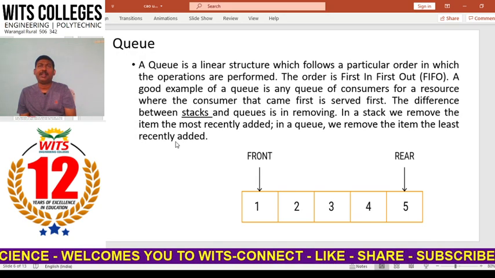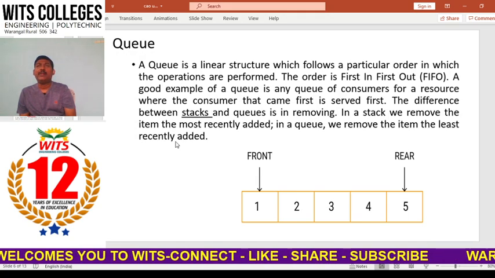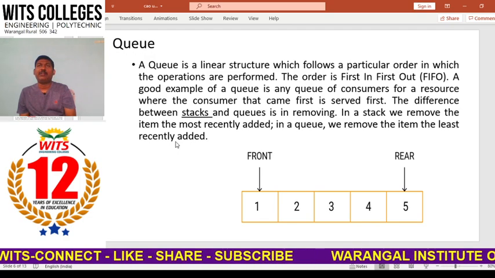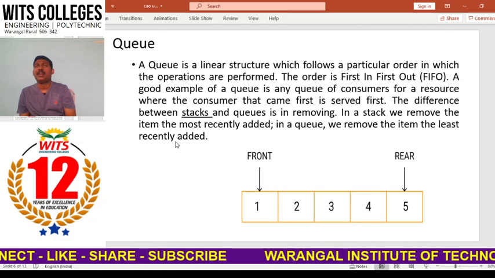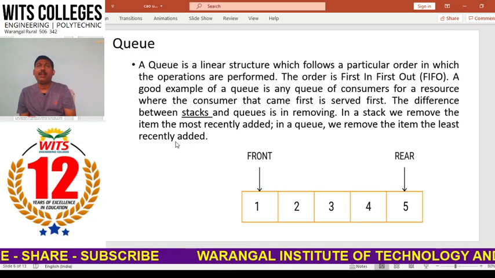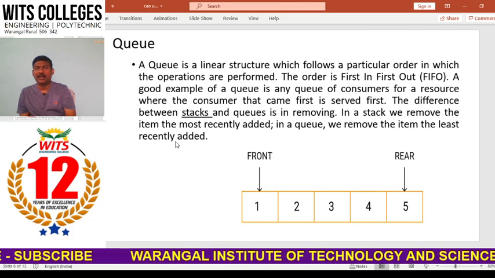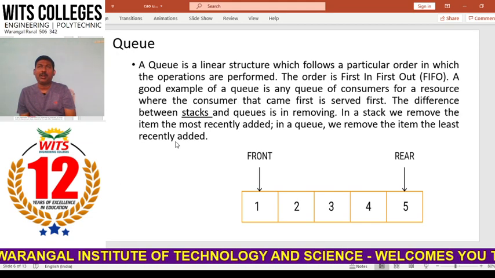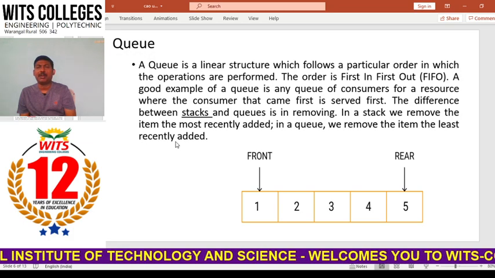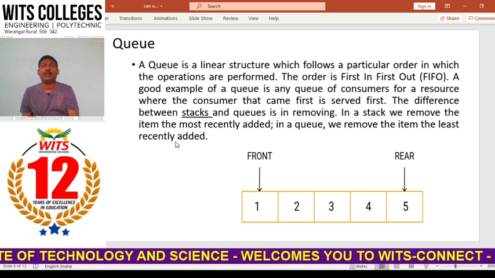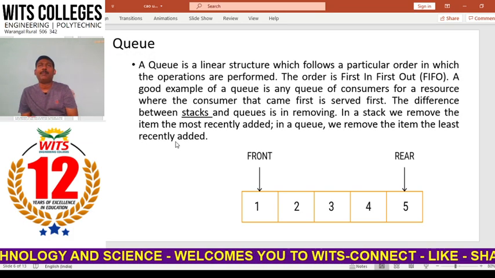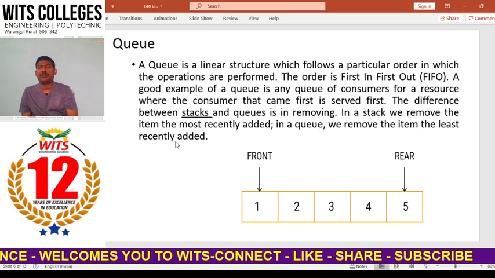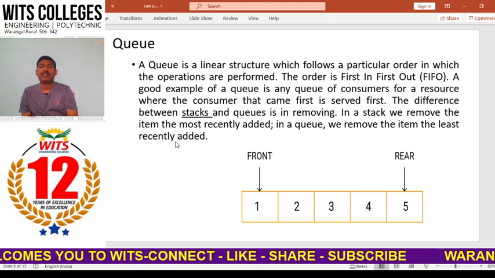So here a queue will have a front end and a rear end. At the front end only the activity will take place, and at the rear end no activity will take place. A queue is a linear data structure which follows a particular order in which the operation is performed. The order is first in, first out.